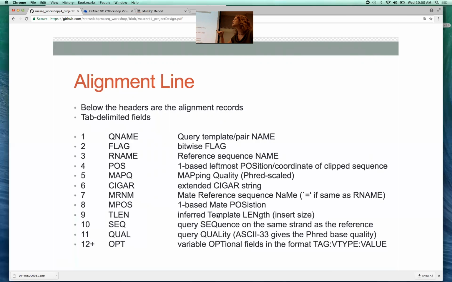So once you get down to the read mapping, it's not super important to understand all of this, but I want you to be moderately familiar with it so that, if someone sends you a SAM file, you can open it up and say, yes, indeed, that looks like a SAM file.